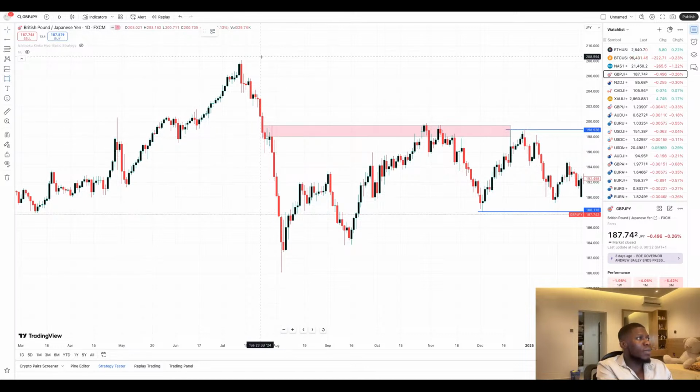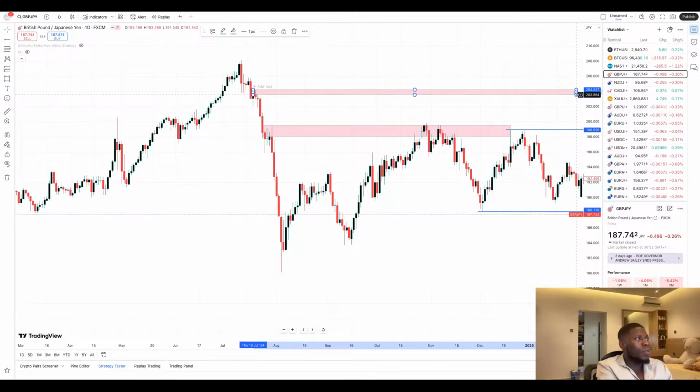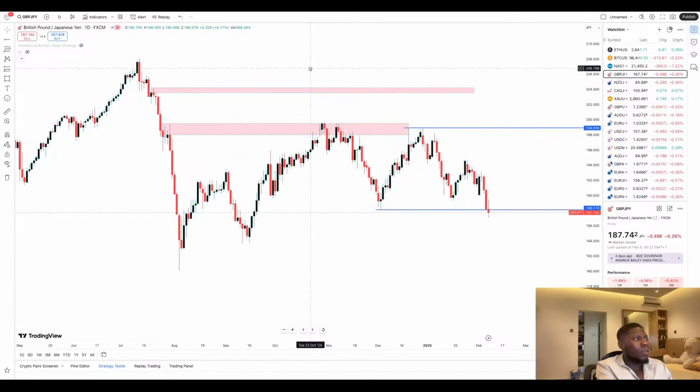Another area is just here. This had just 5 candlesticks, but they are not as big as this. So this is an area of supply. This is an area of supply. Then I have to look for my area of demand.